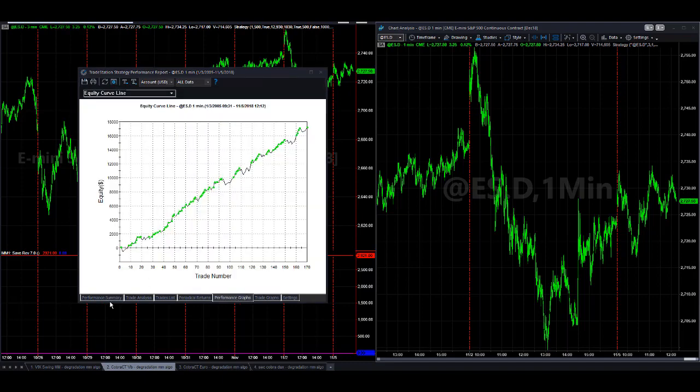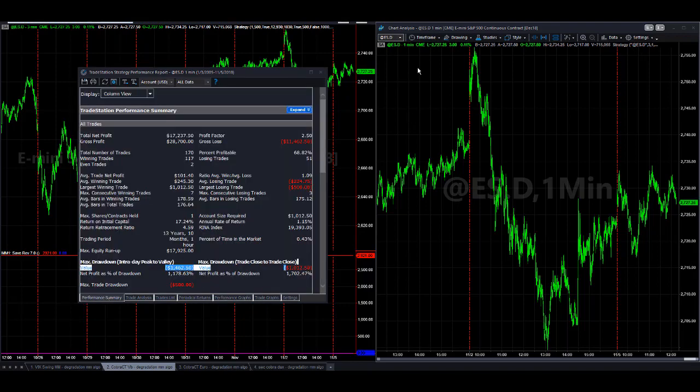And so again, the degradation algorithm is a conservative algorithm to help you out, reduce risk in your trading. And these are some of the results that we found when testing it on the current strategies that come with the money management algorithms.